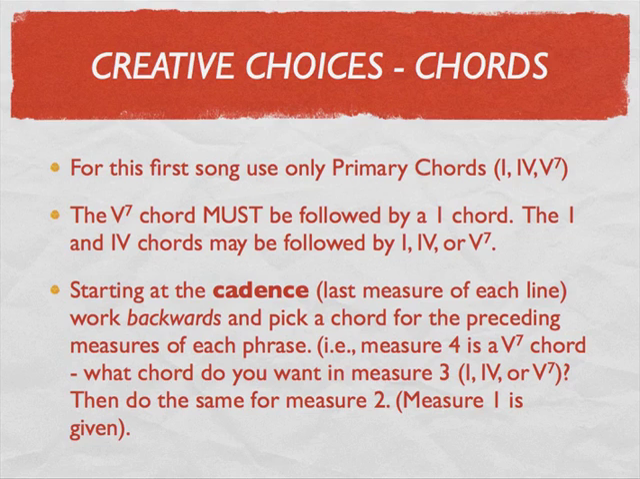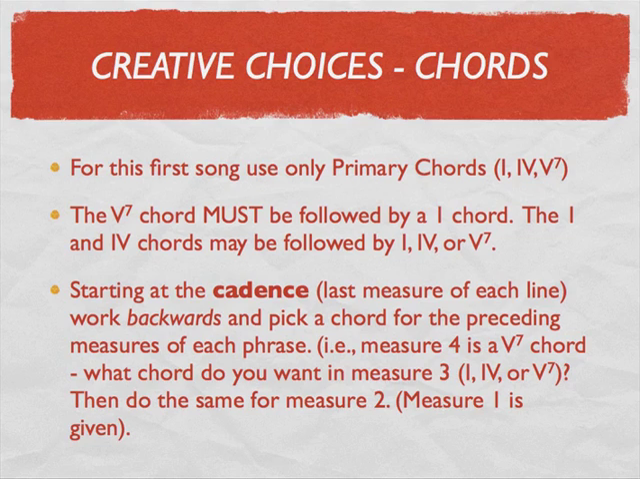Some of the chords are already written in the givens, and the measures that don't have a chord already assigned to them, this is what you're going to put in. So what you do is you start from the cadence, which has a given chord, and you work backwards. What chord do you want to lead to that chord, and then what chord do you want to lead to that chord, and so on. So we go from right to left in each phrase and fill in the chords.